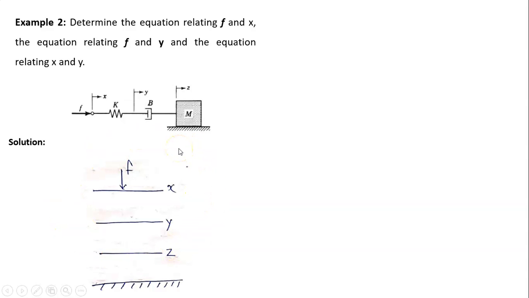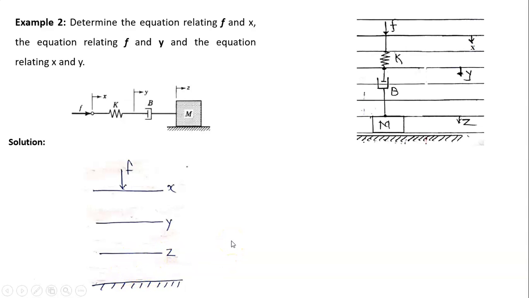Now second step is what? Second step is that we have to insert the elements. Which elements? K, B and M, according to their original position in the diagram. Therefore spring K is in between x and y. Therefore we have to draw spring K here in between x and y. Damper B is there in between y and z. Therefore damper B we will draw in between y and z. And at the end mass we have to show connected to the z coordinate, and we have to show it as grounded. Therefore this is our grounded chair representation. Force F is acting, K is in between x and y, B is in between y and z, and at the z mass M is there, and at last ground is there.